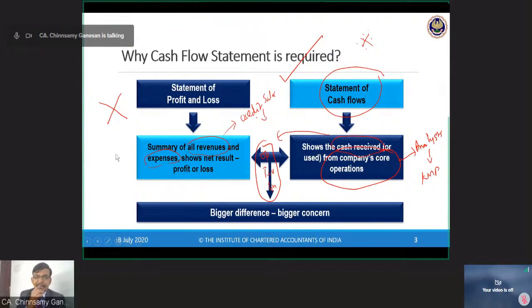What I have seen is that if there is a gap between the net profit or loss for the period and the net cash generated in the operations, and the difference is bigger, I have to worry big. Because I have shown a great profit, but in my cash flow statement I am showing negative cash flows from operating activities. That will be a bigger concern. That is what KMPs and business analysts normally use.